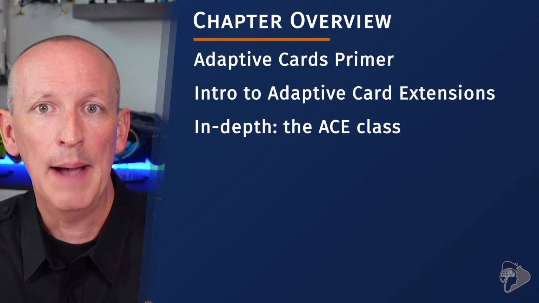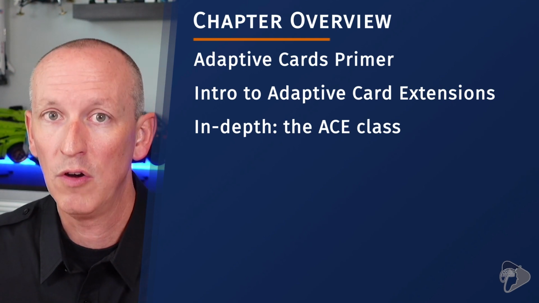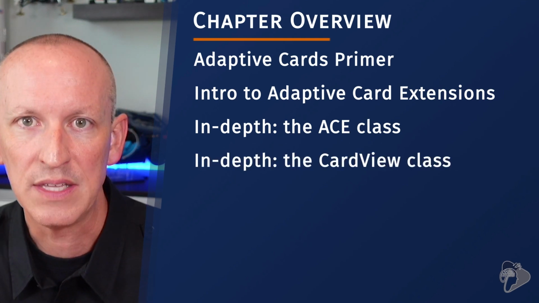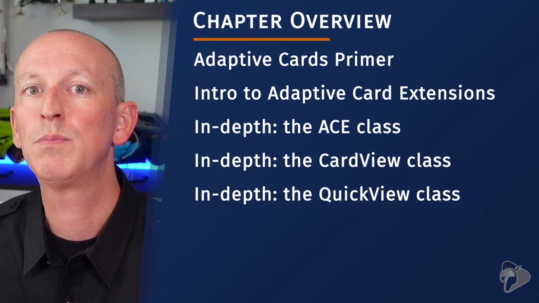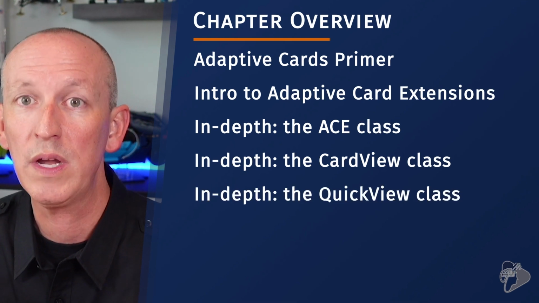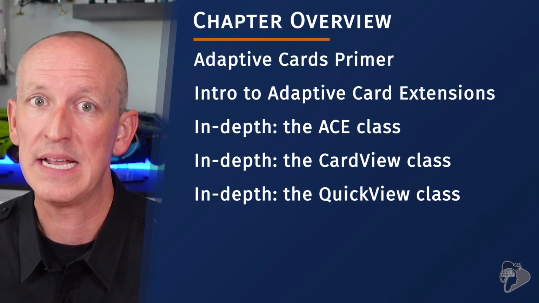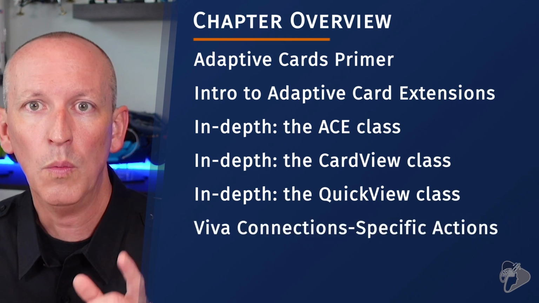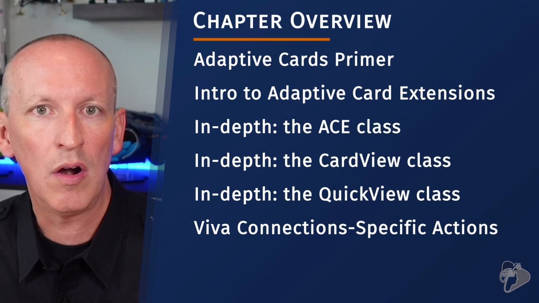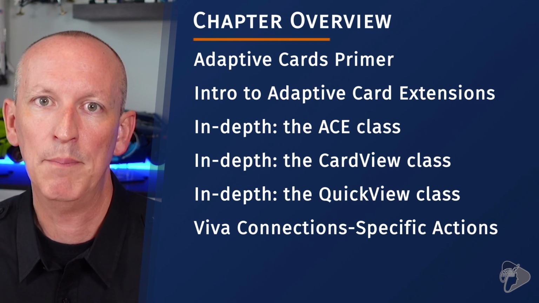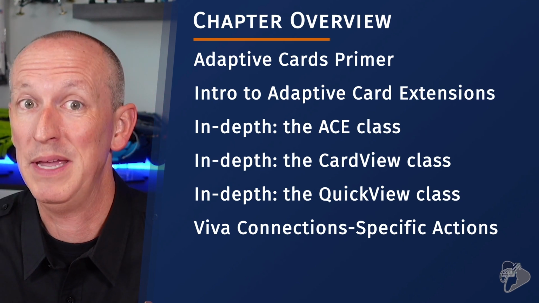Then I'm going to move on to the first of two visual elements in the ACE, the CardView. We'll explore all the things that we can do with this. After tackling the CardView, I'm going to move on to explore the other visual component, the QuickView class. That's the second of the two UX components that make up an ACE. And finally, we'll look at the Viva-specific adaptive card actions. These actions aren't part of the core adaptive card schema, but they're important enough that you should be aware of them when building custom ACEs.